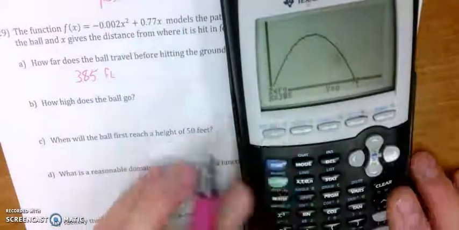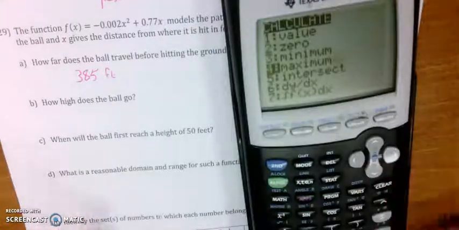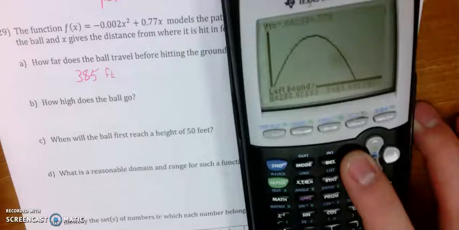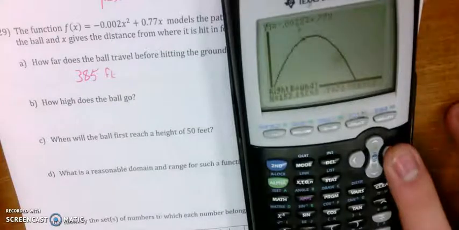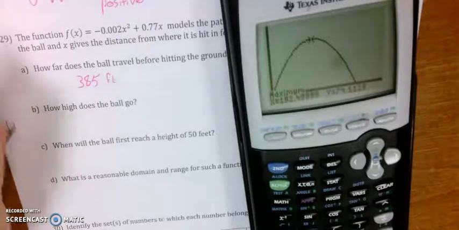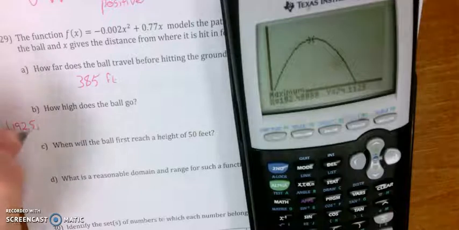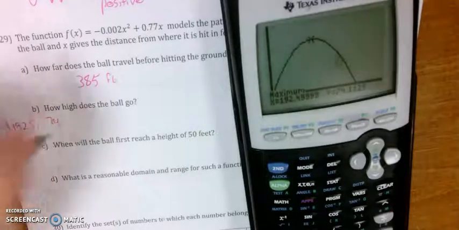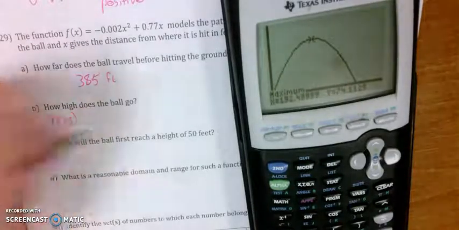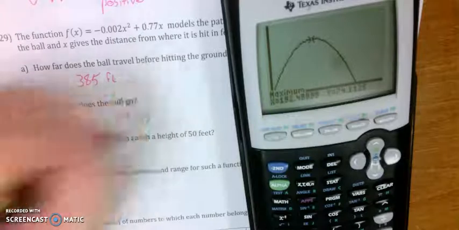How high does it go? So I'm looking for a maximum. So I go to my calculations. That's going to be option 4. So left bound, right bound here. Left bound, right about there's good. Right bound. Cool. And I'm getting the point 192.5, comma 74.113. So the height is represented by the y value, so 74.113 feet.